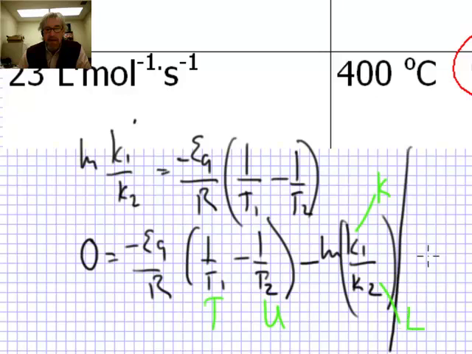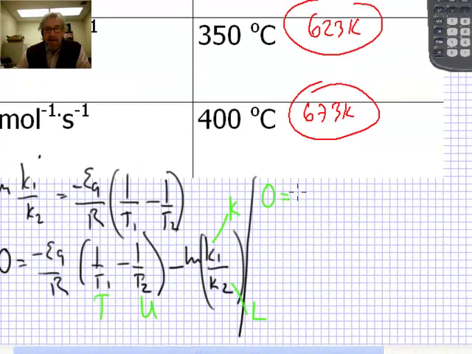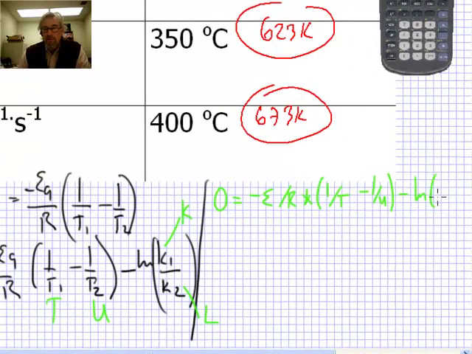So this equation becomes 0 equals minus, and I can't use E, A, so I'll just use E, E divided by R times 1 over T minus 1 over U minus the natural log of K over L. And I'll key that into my calculator, and then I'll show you how to solve with it.